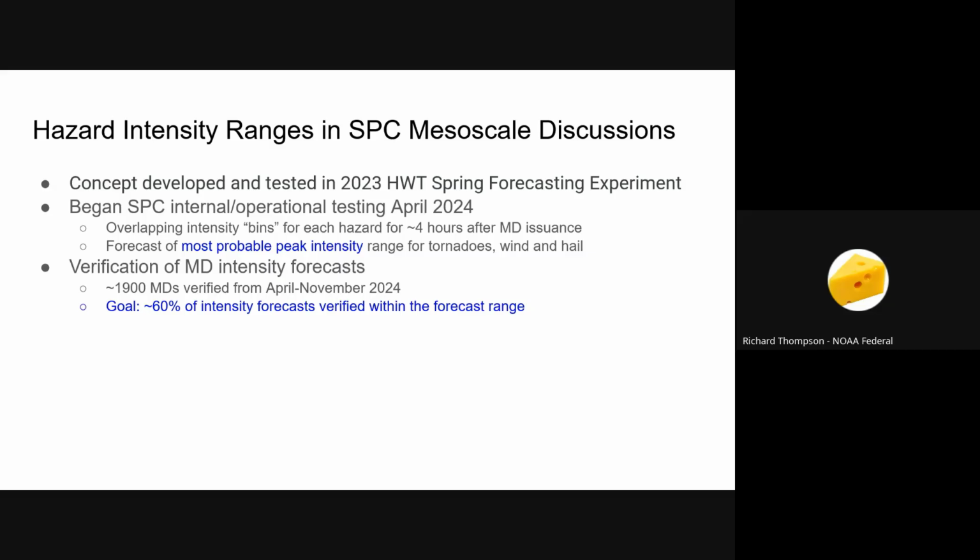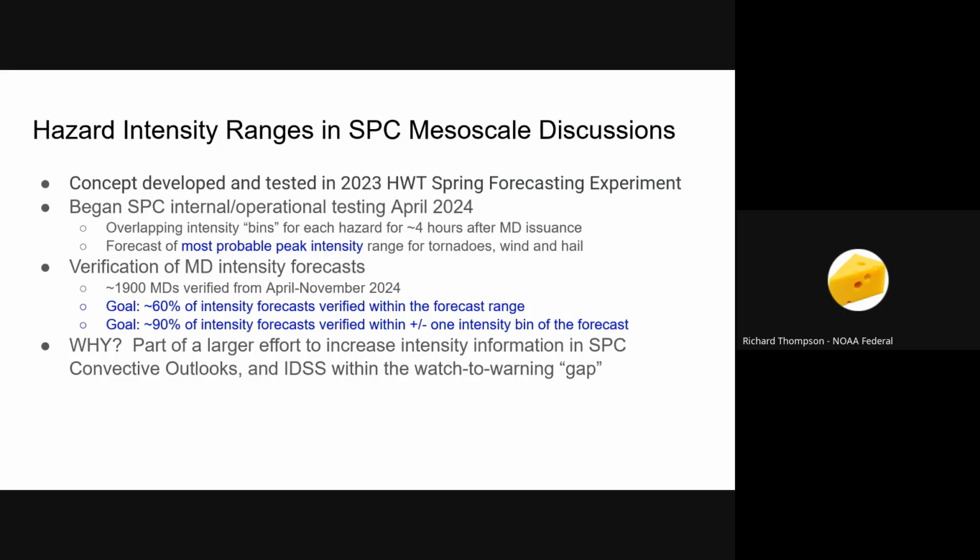Our goal has been for these intensity forecast bins, for the actual outcome to fall within the forecast range roughly 60% or more of the time, and within plus or minus one of these overlapping bins approximately 90% of the time. So that's what we were hoping when we started it, and I'll show you a little bit of verification that suggests we're not that far off in the first year into this.